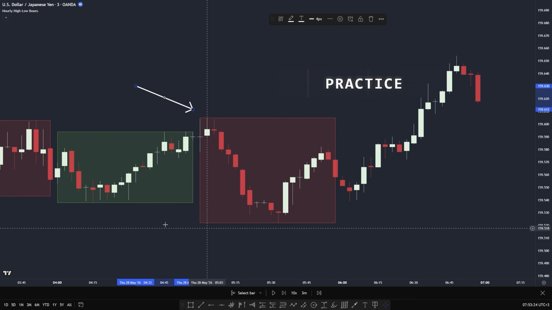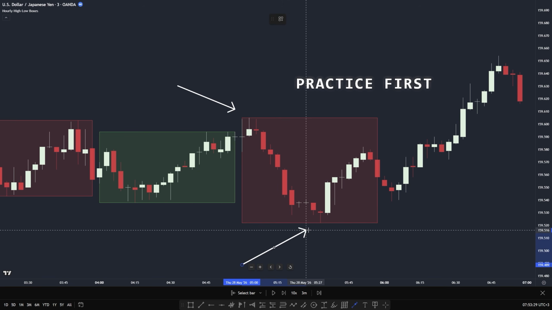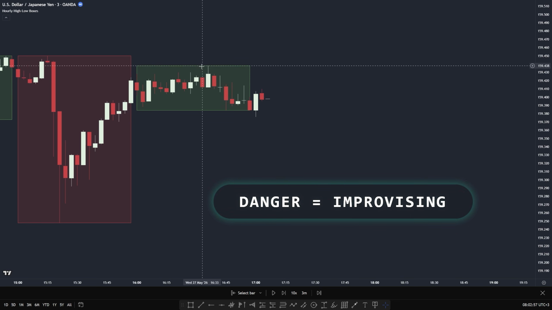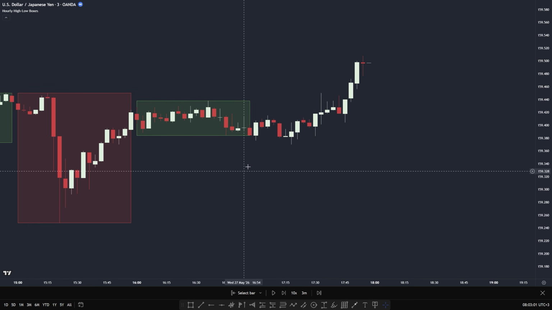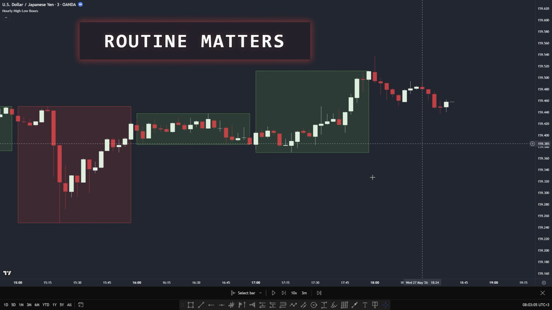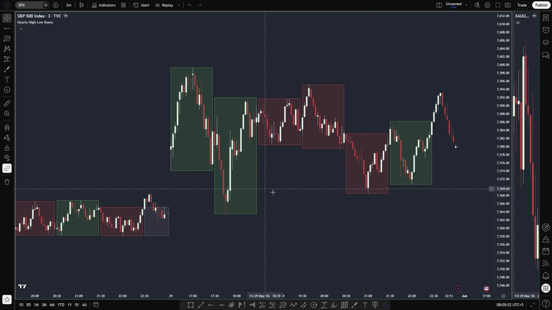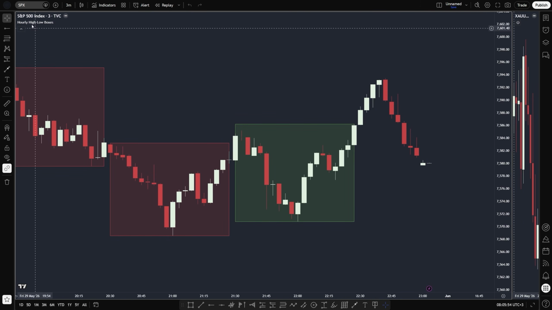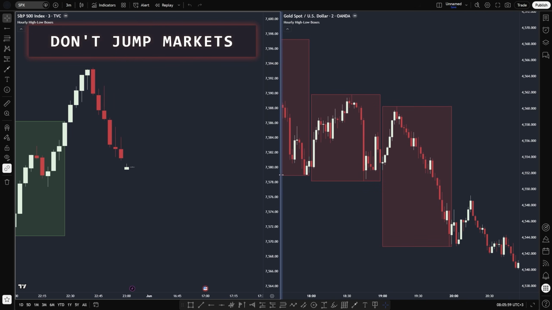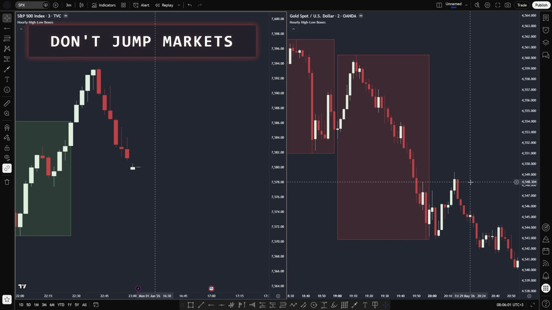Now let's turn this into a practice system before risking any dollar. The danger comes when you open the chart alone and start improvising. You have the setup, but now the chart starts moving fast. That is where a scalping routine matters. Open one market for one session. If you choose S&P, stay with this. Don't jump to gold because it moved faster for 2 minutes.